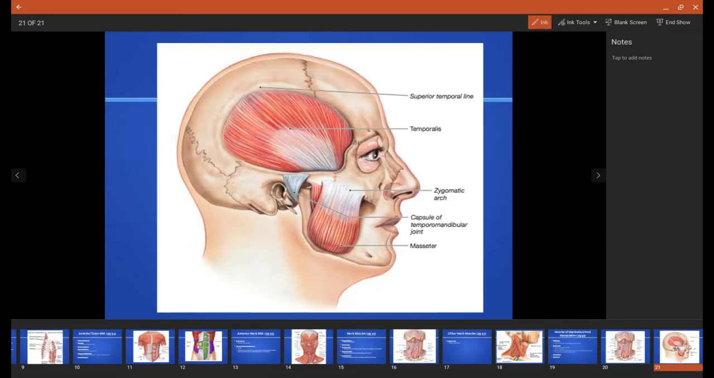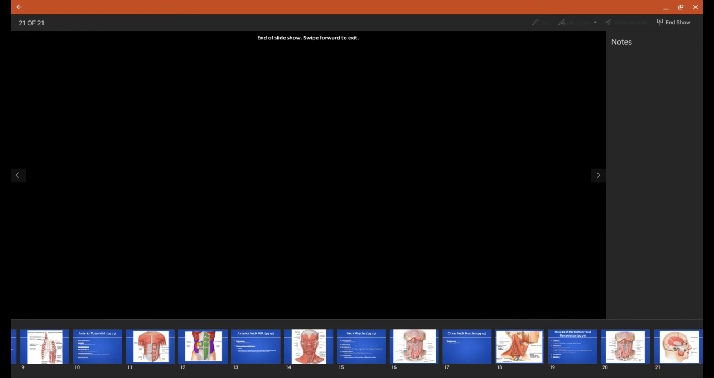And then over on this side, we can see temporalis right here on the temple. And then we see masseter, this on the edge of the mandible, just like so. And that will complete chapter 8.